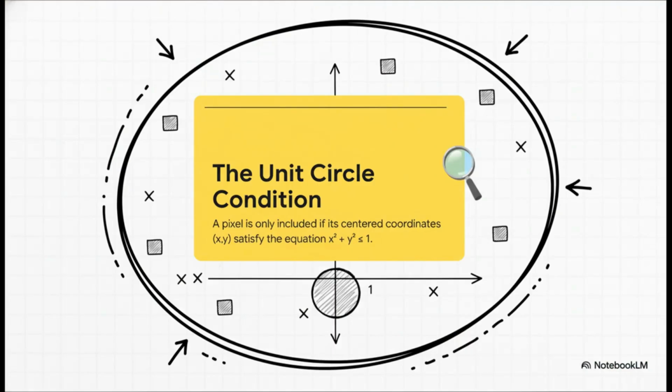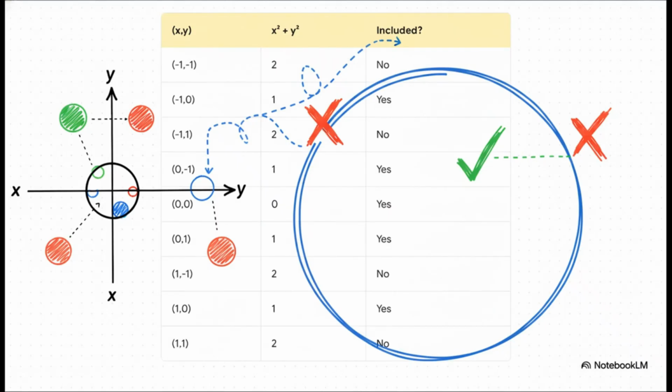The rule itself is pretty straightforward. For a pixel to be included in our calculation, its new centered coordinates, x and y, have to satisfy this simple equation. X squared plus y squared must be less than or equal to 1. If that looks familiar, it's because it's just the standard equation for a circle that has a radius of 1. So let's put our pixels to the test.